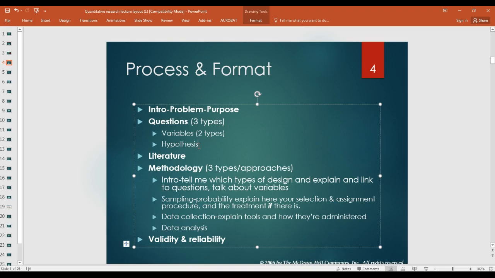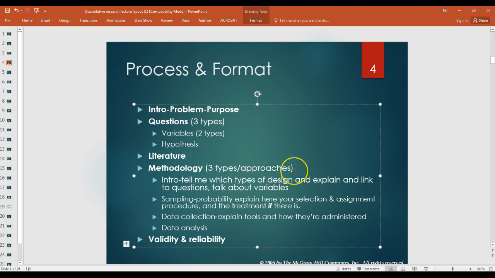In qualitative research, we don't have these two. We only write the questions, right? So we have the intro, the problem, the purpose, and questions in qualitative. In quantitative, when you write your questions, you want to make sure that your variables are clear. And after you write your questions, you write your hypothesis of what you think might happen. Now, the literature review is exactly the same, and whatever you've done already you can use here for qualitative or quantitative research.